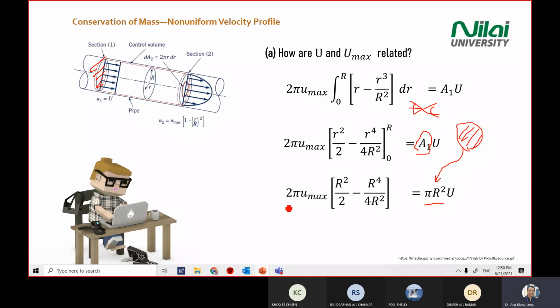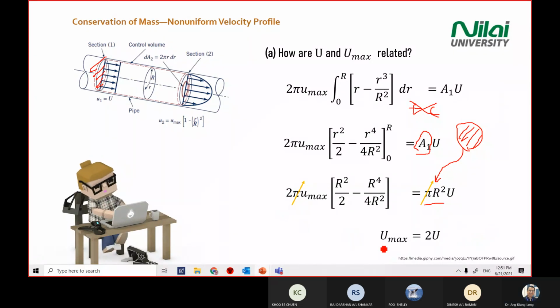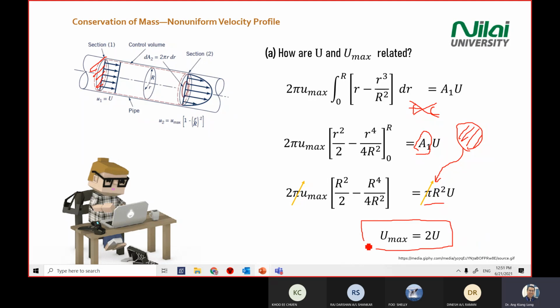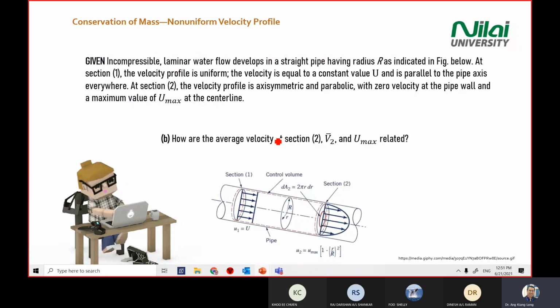Then the next, you just look at both sides, see whether you can further simplify, cancel the pi, and rewrite the equation. You arrive at u max equal to 2u. So far, everything looks logical and reasonable to you. We have already done section A. Okay, if no question, I'll continue.